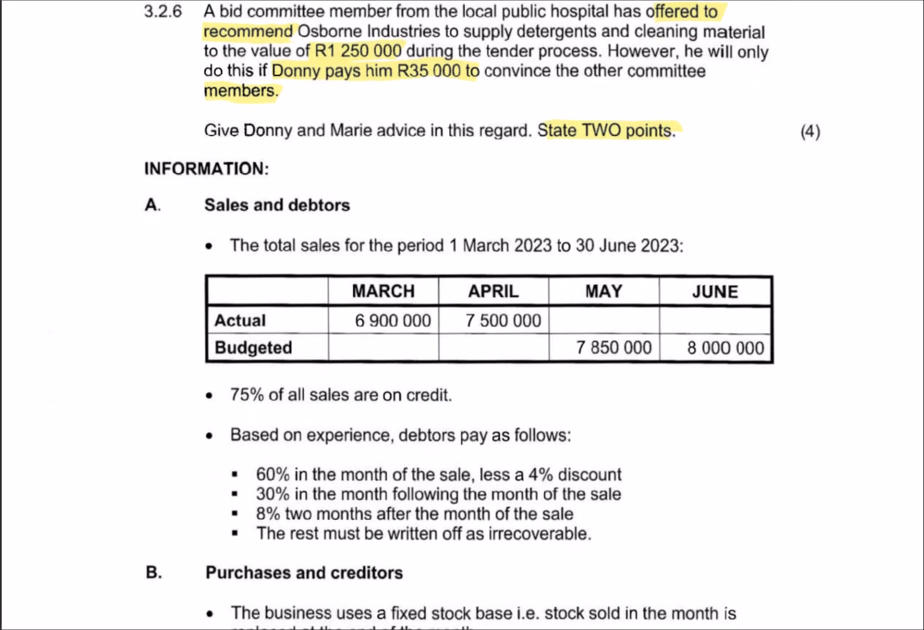Right, then information A, sales and data. The total sales for the period 1 March to 30 June. Right, so 1 March to 30 June. Actual in March 6,900,000. April actual 7,500,000. Then budgeted May 7,850,000. Budgeted June 8 million.